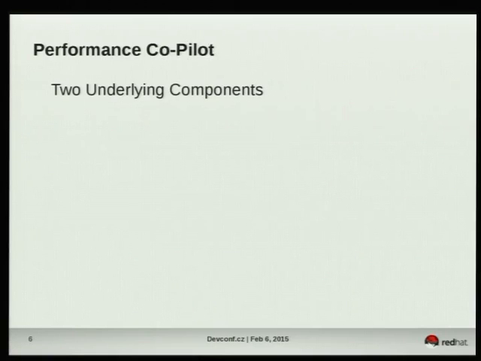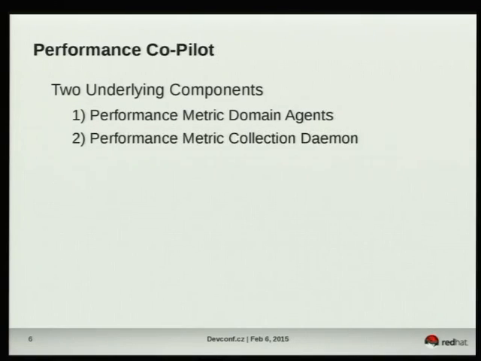So how does it work? Well, there are two underlying components on any given machine that's running Performance Copilot. You have the performance metric domain agents, and you have the performance metric collection daemon.